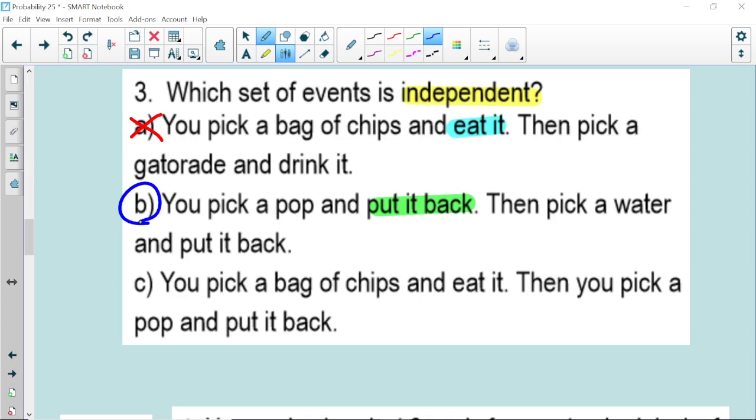So Abby's again saying dependent. Do we agree? Thumbs up, yes. Thumbs down, no. Is this one dependent?